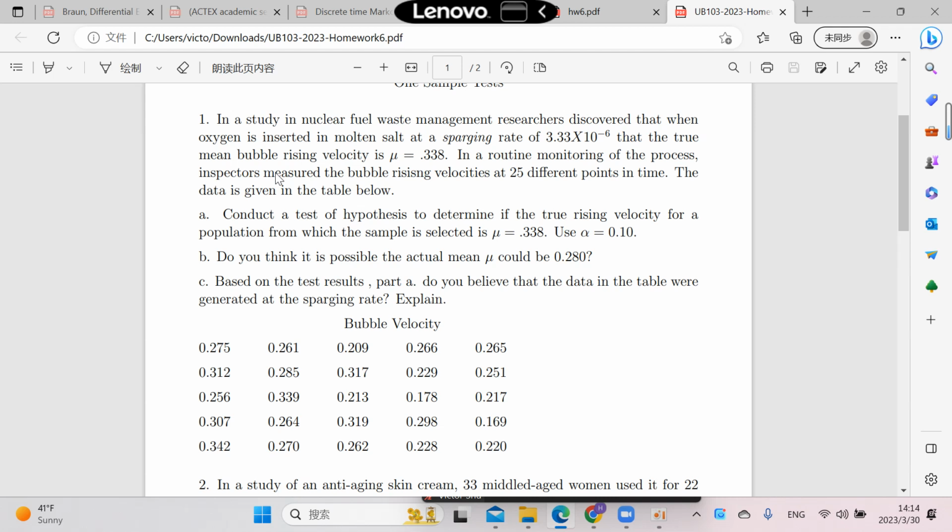For part B, I believe there are two ways to do it. First, you can do exactly what you did in part A, but you use mu equals 0.28 instead of 0.338. You just substitute 0.28 into your mu, and you pretty much go over what you have done in part A.